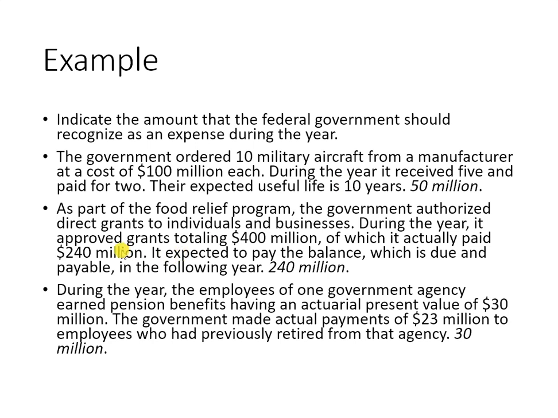Next. As a part of a flood relief program, the government authorized direct grants to individuals and businesses. And during the year, it approved grants totaling $400 million, of which it actually paid $240 million. It expected to pay the balance, which is due and payable in the following year. So first of all, for this year, right, what is the government liability? Right, the acknowledged $400 million grants, of which they paid $240 million, and the rest will be due the next year.